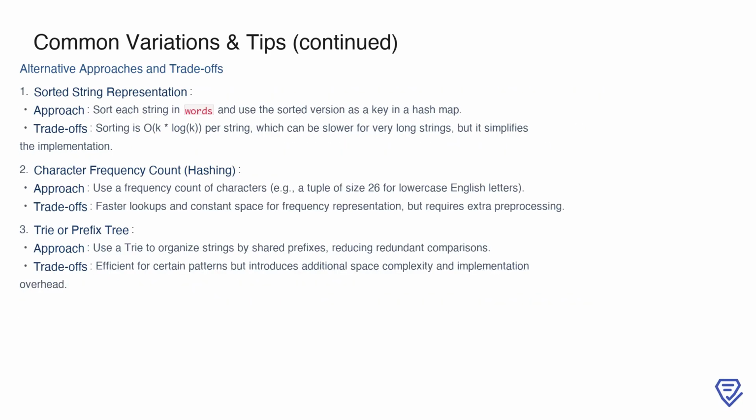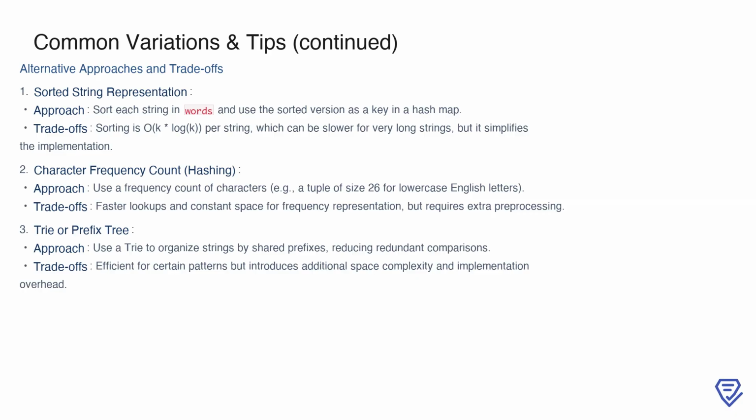There are also alternative approaches to solving this problem, each with its own trade-offs. One option is the sorted string representation approach. Here, you sort each string in words and use the sorted version as a key in a hash map. This method simplifies implementation but comes with a trade-off. Sorting each string takes k log k time, which can become a bottleneck for very long strings.